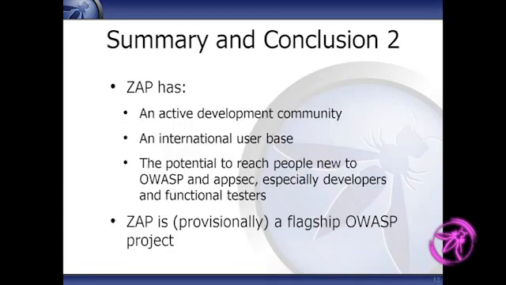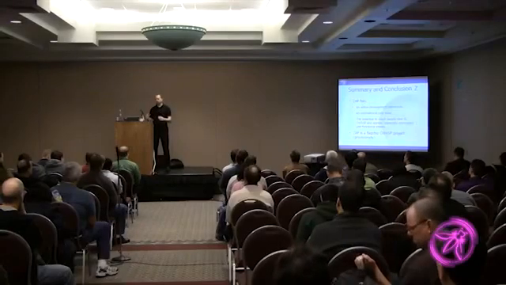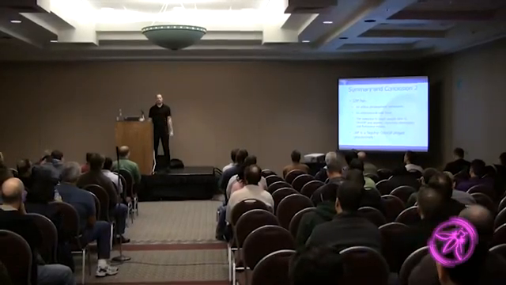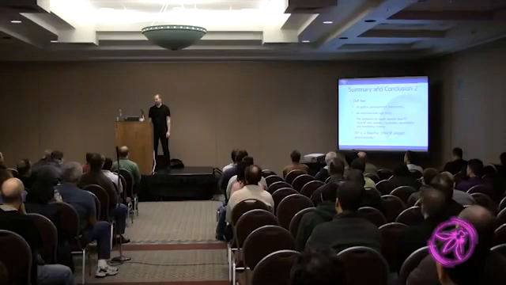So very quickly, it's got an active development community. There's a lot of people getting involved. We've got an international user base. And I think it's got a huge potential to reach people that OWASP tools don't usually reach. And as you may know, I think it was mentioned yesterday, the OWASP projects are being restructured, and there's going to be a small number of flagship projects. At the moment, ZAP has provisionally been labelled as one of those. So we're all delighted about that.